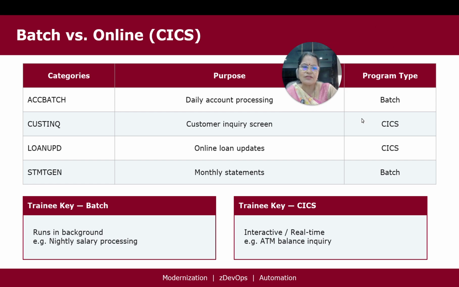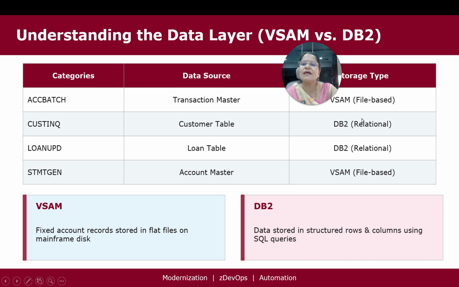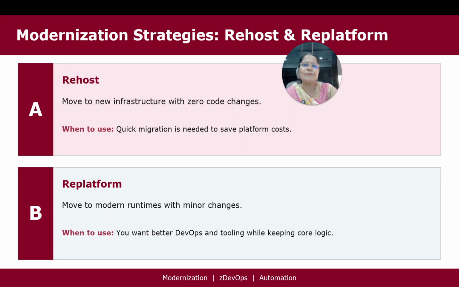Apart from that, what are the other things we need to look into? The data, what kind of data it is going to handle. There are DB2 tables where all your customer and loan related information is stored, and transactional data, and some reporting is maintained through VSAM. These are predominantly the 2 data layers available in mainframe.